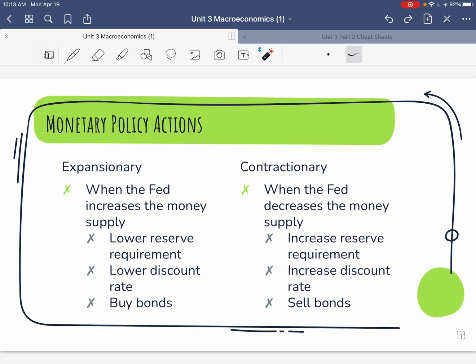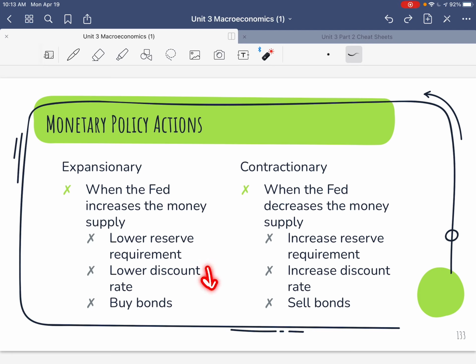And they've got three options. They can lower the reserve requirement. And lowering the reserve requirement would mean that banks keep less in their vaults, less in reserves, and loan out more, triggering that money multiplier effect, the magic effect that creates more money. So that would increase the money supply.